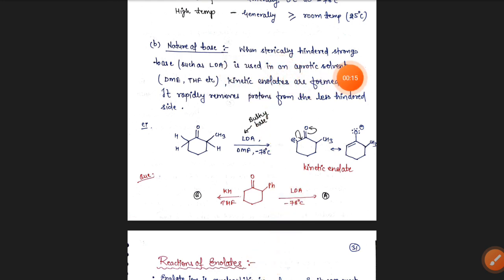When a sterically hindered strong base such as LDA is used in an aprotic solvent, kinetic enolate is formed, and it rapidly removes a proton from the less hindered side. Okay, so if LDA is used here, LDA acts as a base, not a nucleophile. So there are two positions from which the hydrogens are abstracted. Basically kinetic enolate is formed and it is a stable enolate.